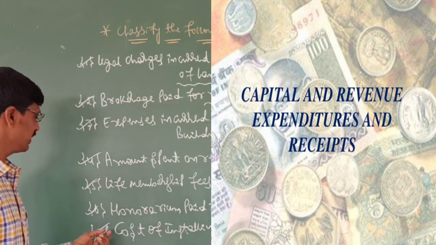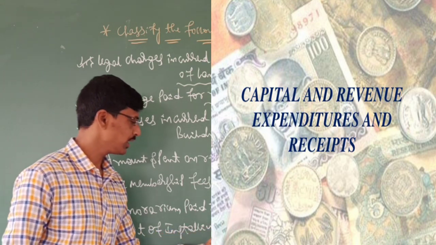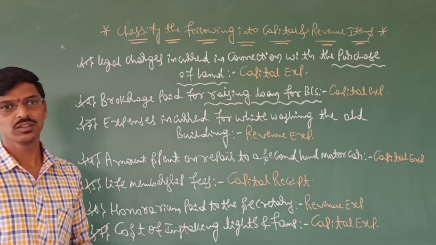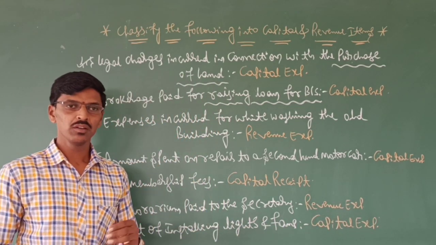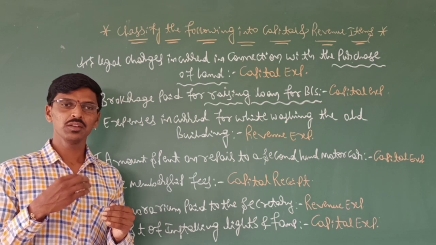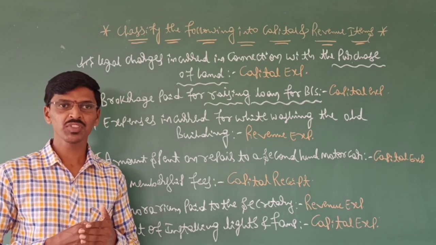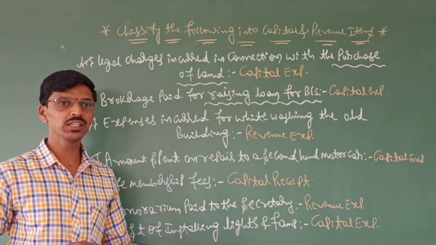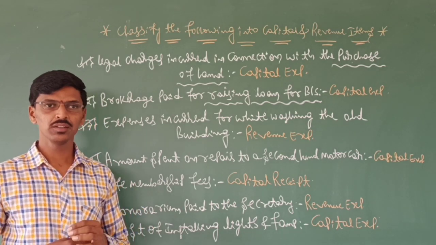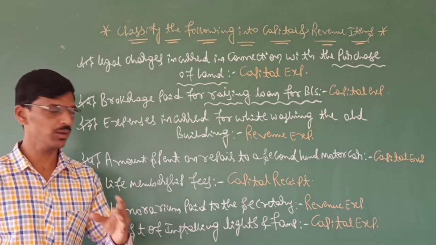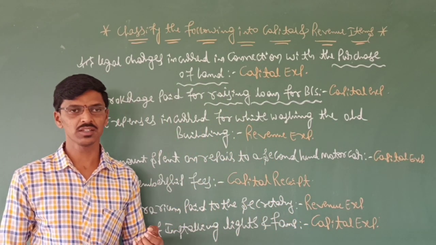Then the seventh one is cost of installing lights and fans. That comes in capital expenditure because when you started a business organization or established a new venture, you are installing all the lights and fans required at the building, which is to be spent in a huge amount. That is why it comes in capital expenditure.